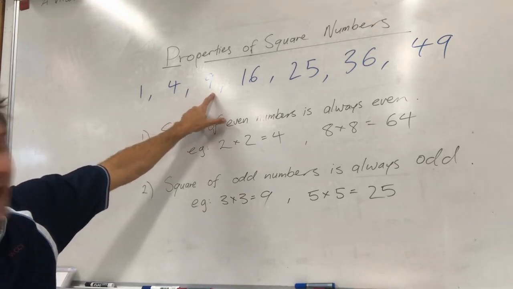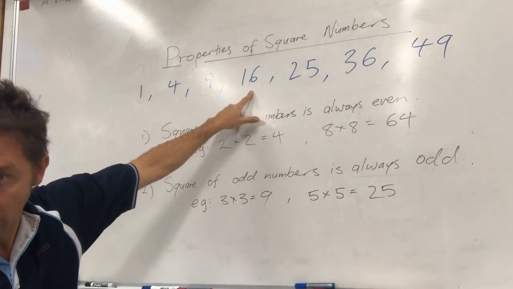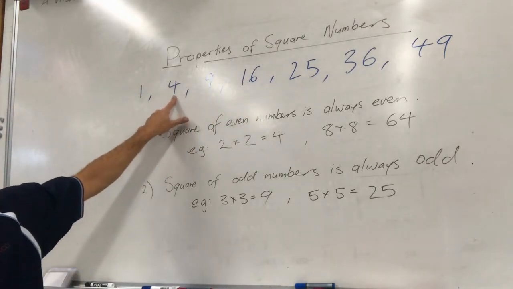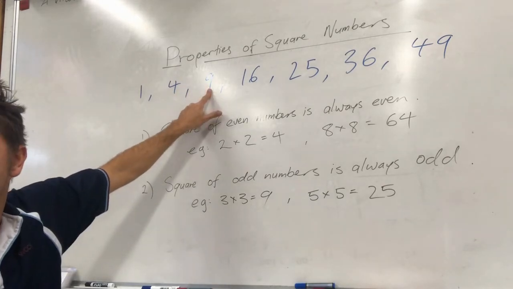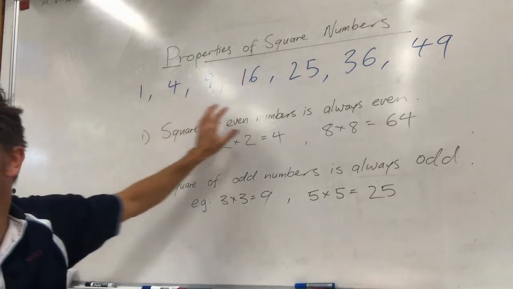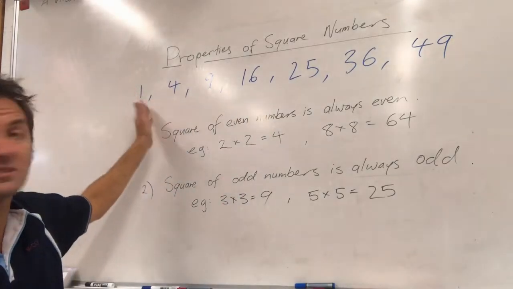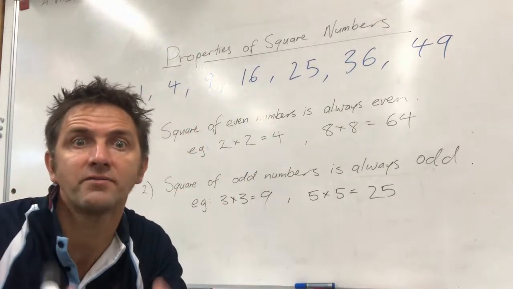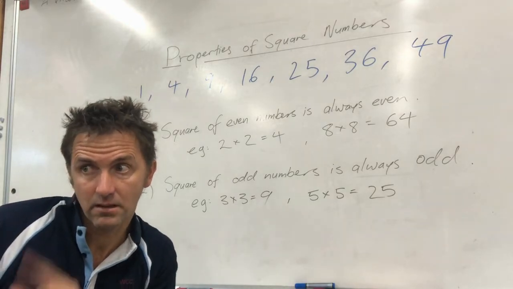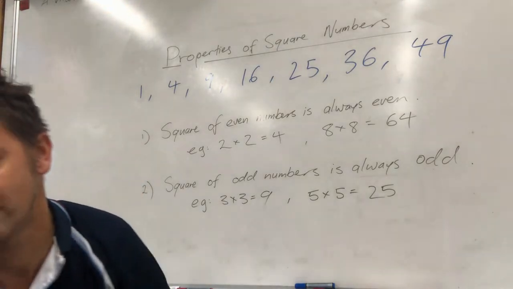The third square had 9 dots. The fourth square had 16. This is 1 times 1. This is 2 times 2. This is 3 times 3. This is 4 times 4. These are definitely not all even numbers. These are your consecutive, which means one after the other, square numbers. Is that making sense? Good. Great question.